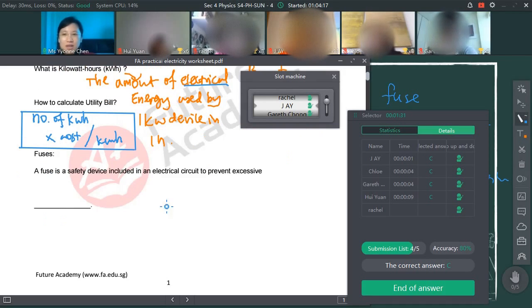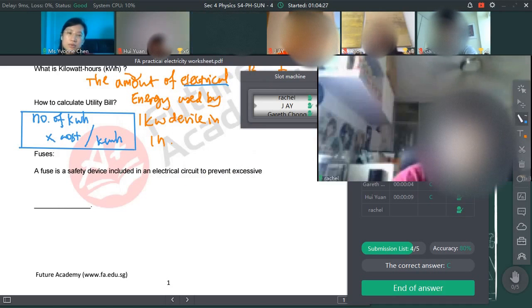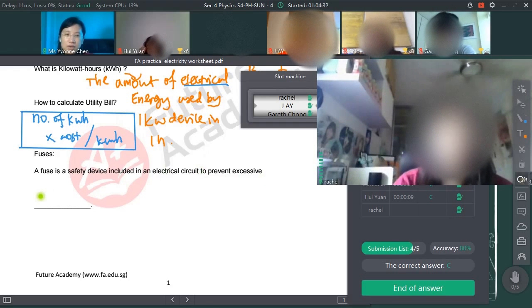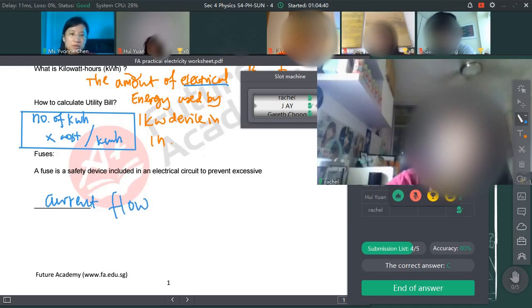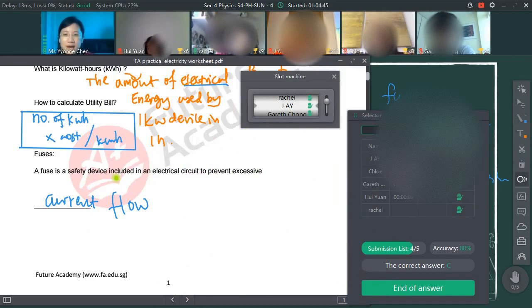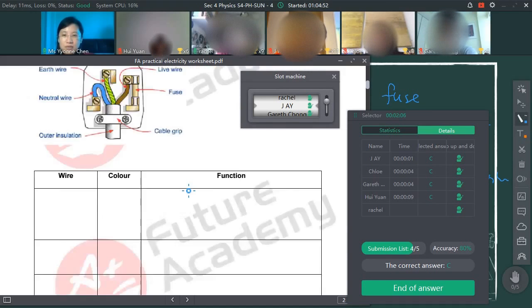Okay, now next part. Fuse is a safety device included in an electrical circuit to prevent what? Rachel, do you remember? It prevents excessive current. Very good. Current flow. Thank you. Fuse is a safety device included in an electrical circuit to prevent excessive current flow. Okay, that's all for this part.